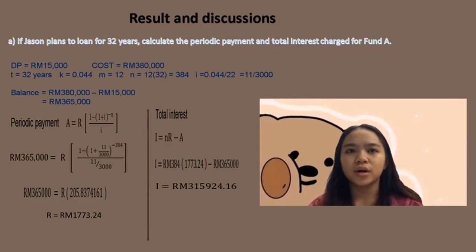I equals RM 384 times (1,773.24) minus RM 365,000, and the answer we get is 315,924.16.